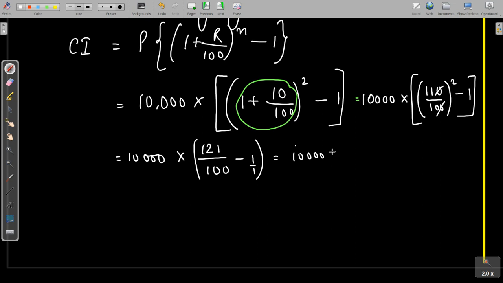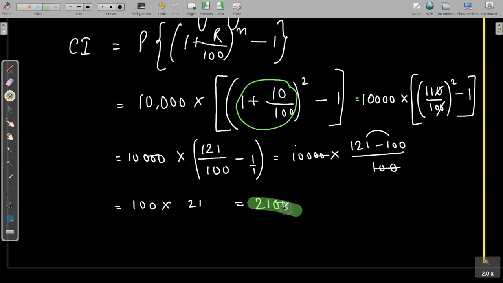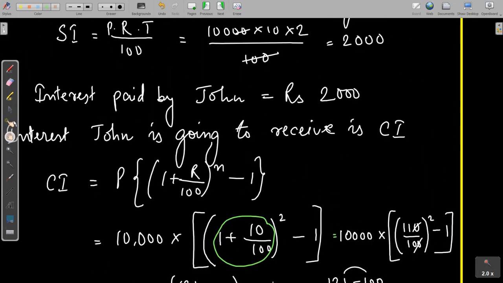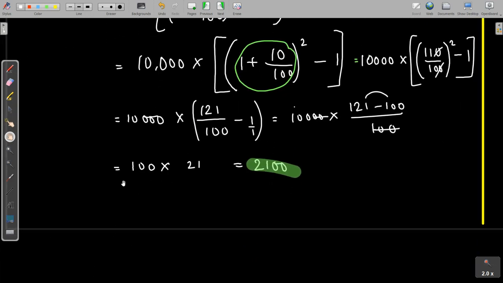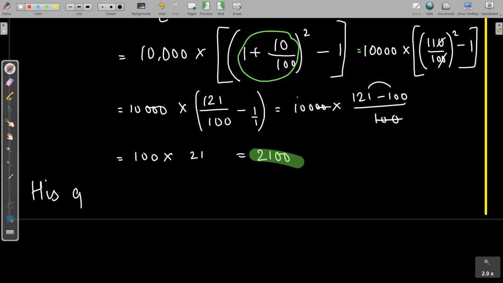So 10,000 multiplied by (121 minus 100) by 100, remember we learned this. So now these two zeros can be cancelled out with this. So we'll be left with 100 multiplied by, on subtracting, 21, which is 2100. So the interest he receives is 2100. He receives 2100 and he pays 2000. So what is his gain basically? His gain is 2100 minus 2000, so 100 rupees.